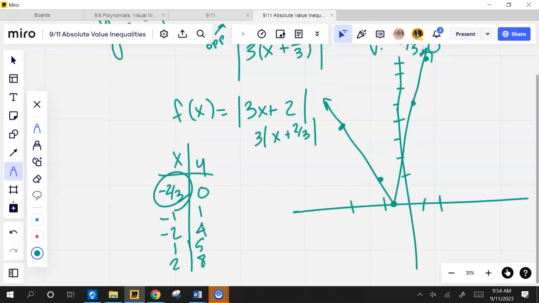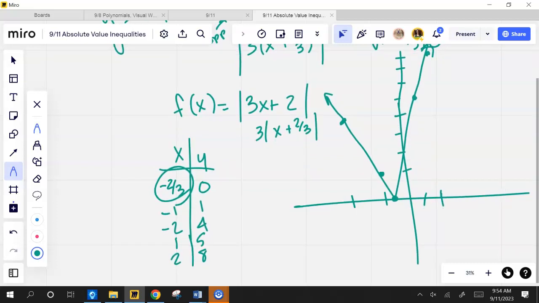Well, no, the only reason I took the 3 out was to find the vertex, right? That gave me that vertex negative 2/3, 0. Once I have that, it's easier to plug in numbers here than it is to plug in after I take it out. And you get the same thing.